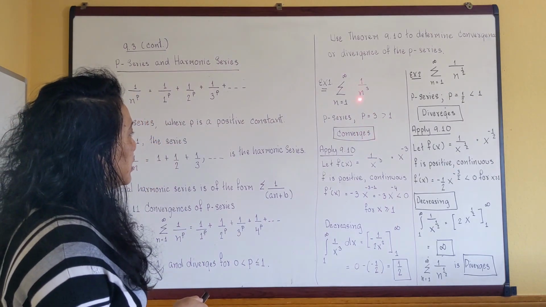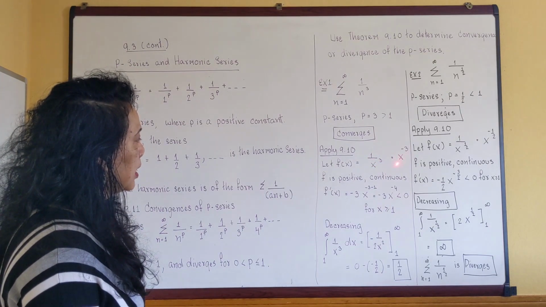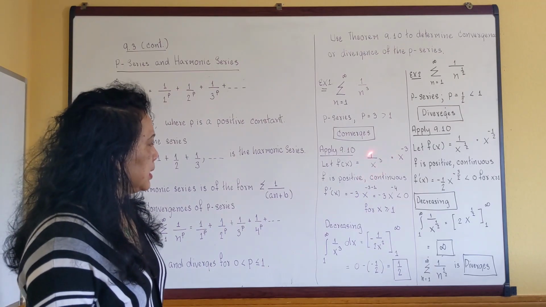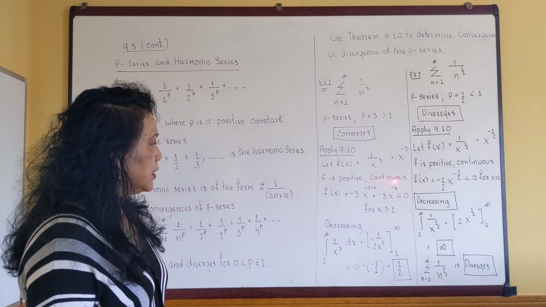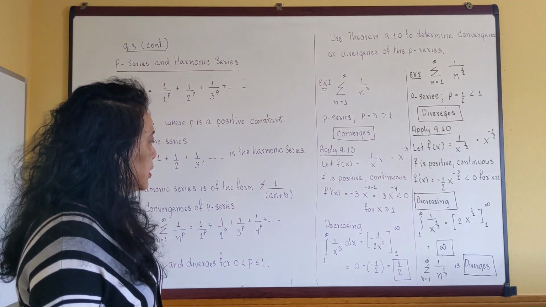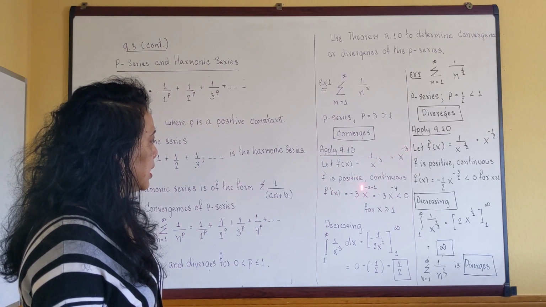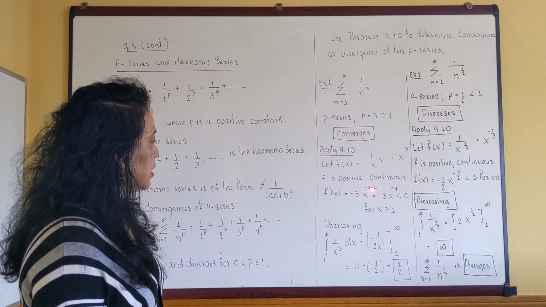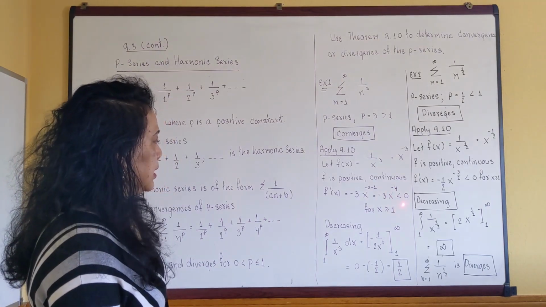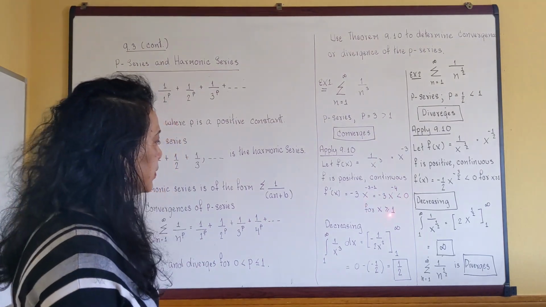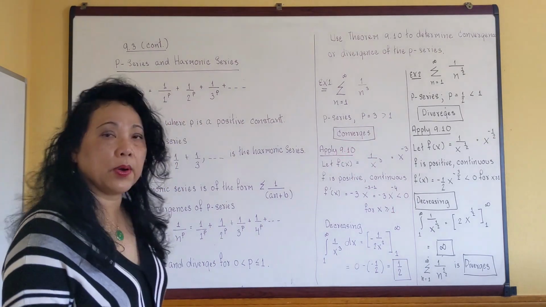I let this function be 1 over x to the cube, which I can rewrite as x to the negative 3. As you can see, this is positive, and it is continuous. To check that the function is decreasing, you have to take the derivative. The derivative is negative 3 x to the negative 3 minus 1, which is negative 3 x to the negative 4. Obviously, it's less than 0 for all x greater than 1, so this function is decreasing. So I can apply 9.10.